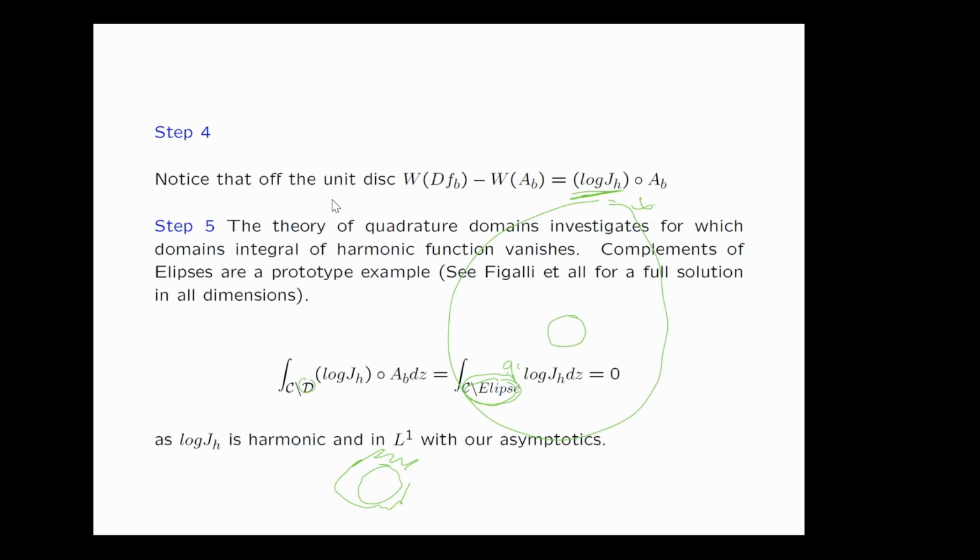In the case of the Burkholder functional, this is going to be subharmonic, and again, then you need to use that these ellipses are quadrature domains. Complements of ellipses are quadrature domains. That's where. Yeah, I see.